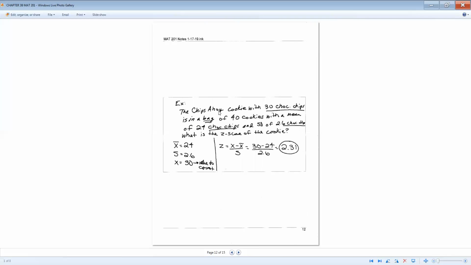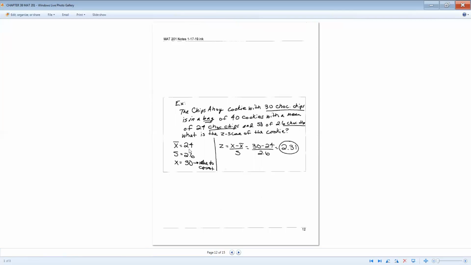Here we have an example of a Chips Ahoy cookie with 30 chocolate chips in a bag of 40 cookies with a mean of 24 chocolate chips. So the average cookie has 24 chocolate chips, and the standard deviation is 2.6 chocolate chips. What is the z-score of the cookie? So the cookie in question has 30 chocolate chips, and we want to know what z-score represents this 30 chocolate chips. In the bag of 40 cookies, the average is 24 chocolate chips.